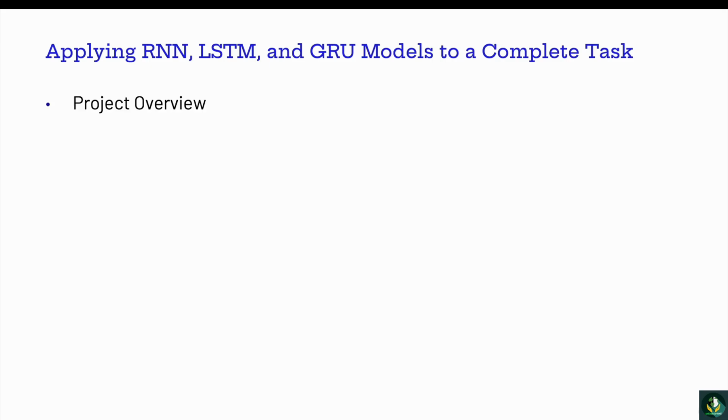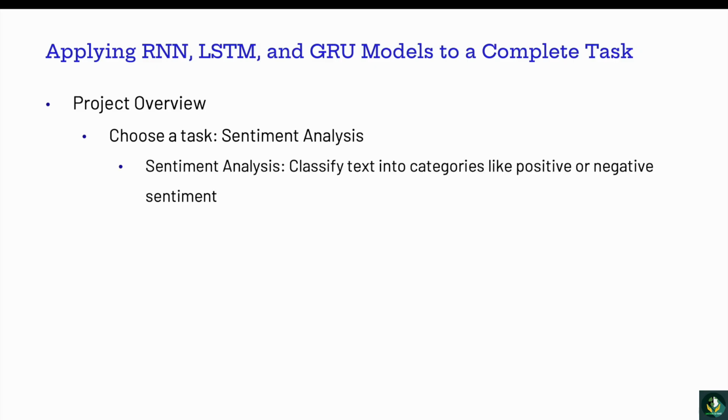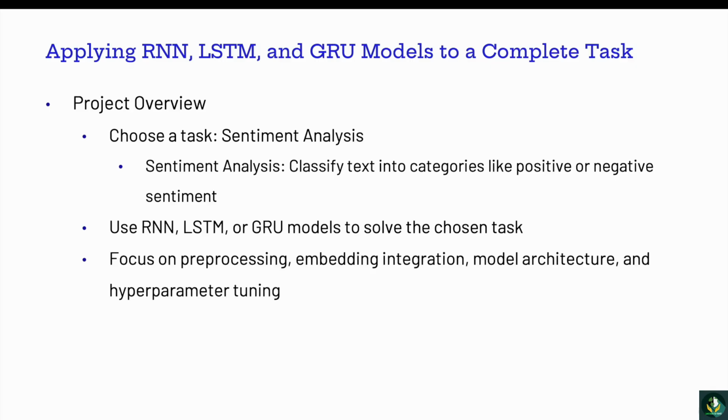For the project overview, we'll choose a task which is sentiment analysis. Another option was text generation, which we kept for later. And inside sentiment analysis, we'll classify text into categories like positive or negative sentiment. Next, we're going to use RNN, LSTM, and GRU models to solve the chosen task. So we're going to use all of them for this particular project. We'll focus on preprocessing, embedding integration, model architecture, and hyperparameter tuning.